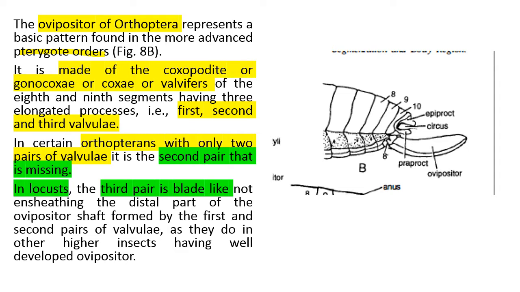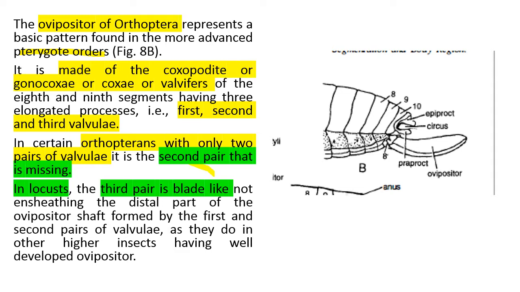Now this is a variation. They have three elongated processes: first, second, and third valvulae. Every valvifer will have a valvula. Here there are three valvulae. Now in some orthopterans only two pairs of valvulae are present instead of three, and it is the second pair that is absent. So out of the three, the second is absent in some. And in the case of locust, what is the modification? The third pair of valvulae is blade-like.